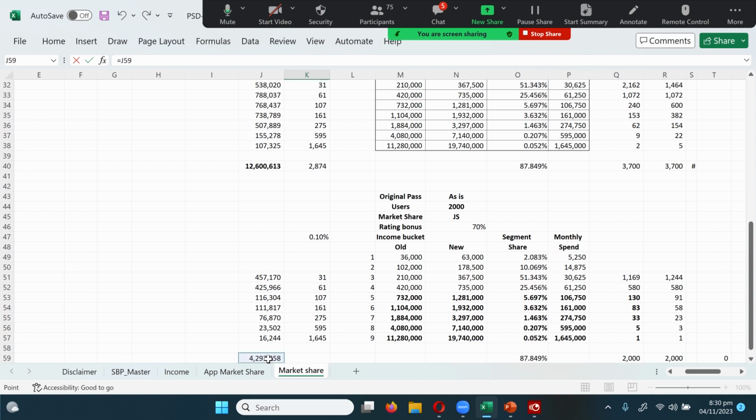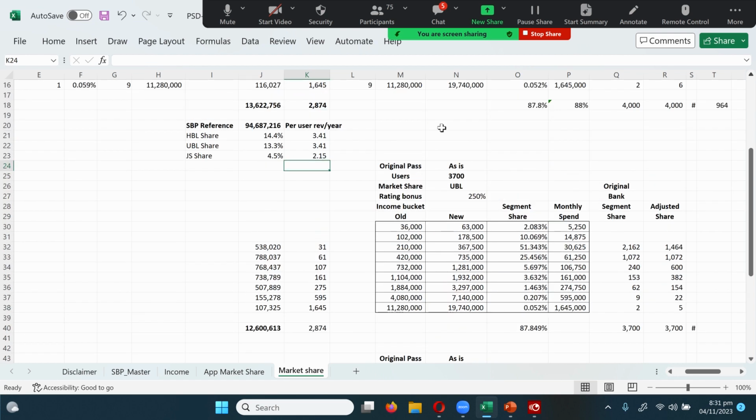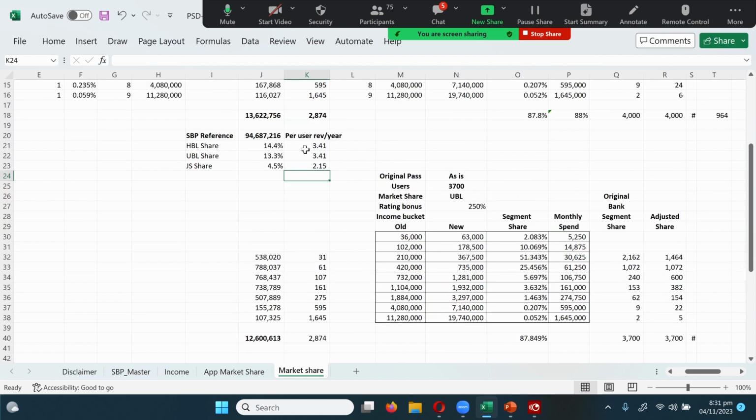So this is $4.29 million. Divide this by this figure into 1000, bracket open and bracket close, and press enter. So for example, HBL's share is about $3.4 per user per year. UBL's share is $3.4 per user per year. JS's share is $2.1 per user per year.